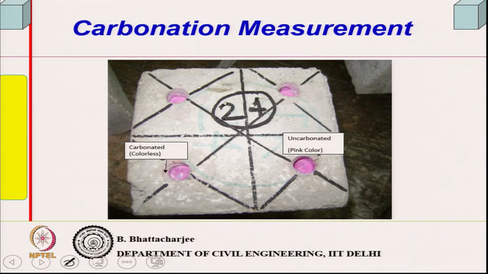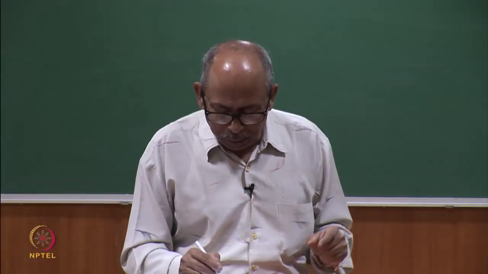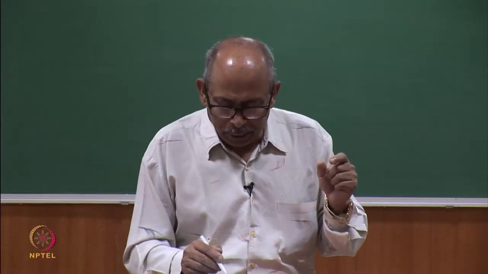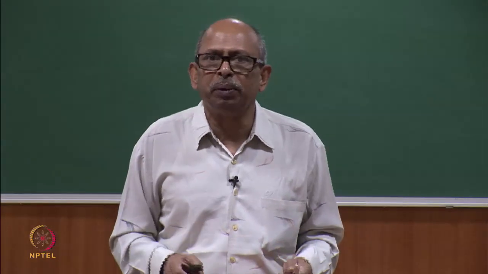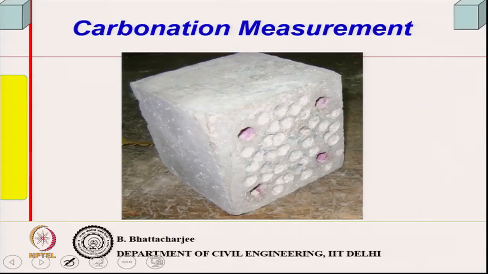you find that carbonation is inside, pink inside, but somewhere around the surrounding, up to some depth, which a two-dimensional picture is not showing properly, it is colorless, so it is carbonated. One can visually observe colorless or pink. For example, these holes show carbonated, these holes show uncarbonated. Sorry, pink is uncarbonated and white, the same color remaining, is actually carbonated.